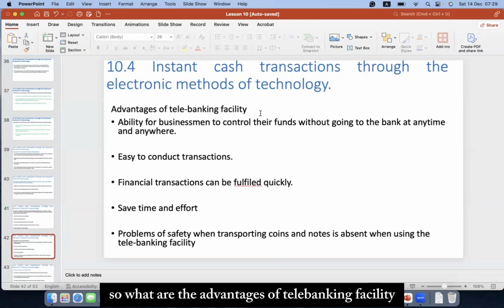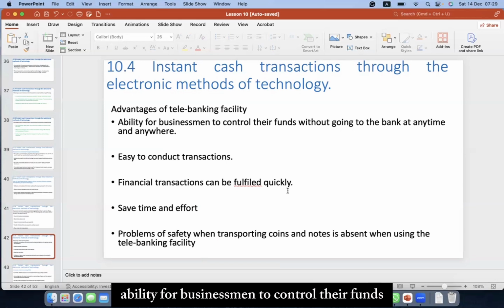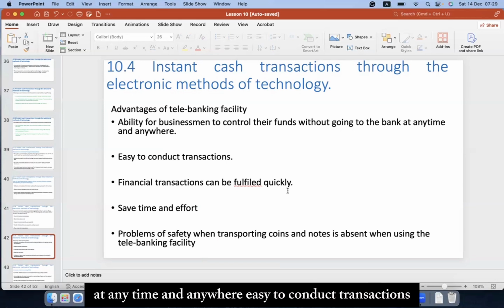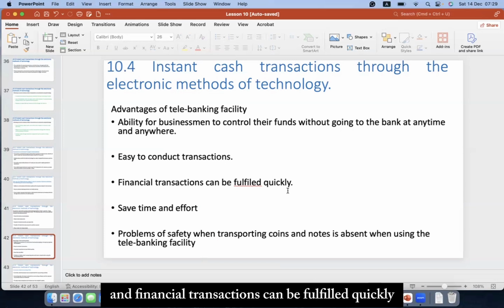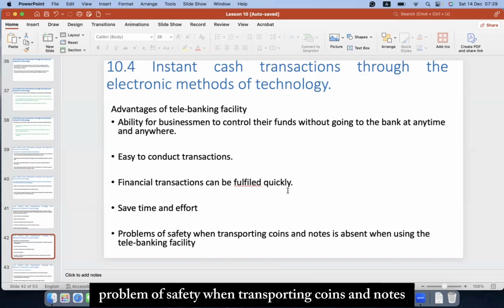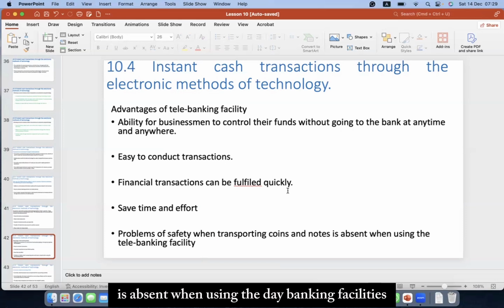So what are the advantages of the telebanking facility? The ability for businessmen to control their funds without going to the bank, at any time and anywhere. It is easy to conduct transactions, and financial transactions can be fulfilled quickly, saving time and effort. The problem of safety when transporting coins and notes is absent when using telebanking facilities.